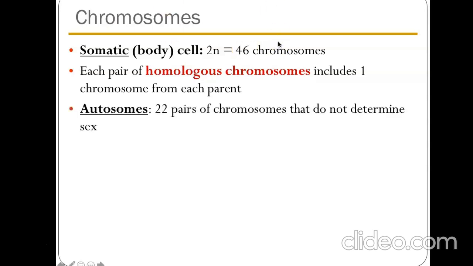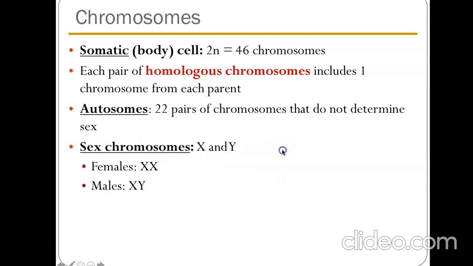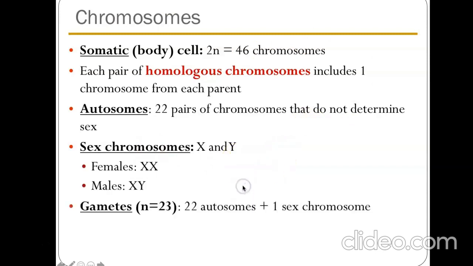Autosomes are chromosomes that don't determine sex. You have 22 pairs of those as a human. Then you have your sex chromosomes X and Y. Females are XX, males are XY. And then we have gametes, 22 autosomes and one sex chromosome. Okay, and you're like, whoa, whoa. Okay, so fill in the blank.